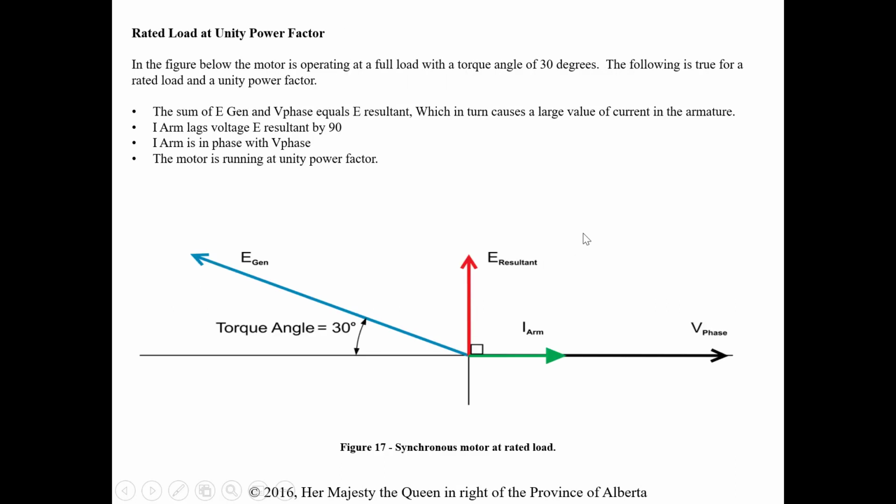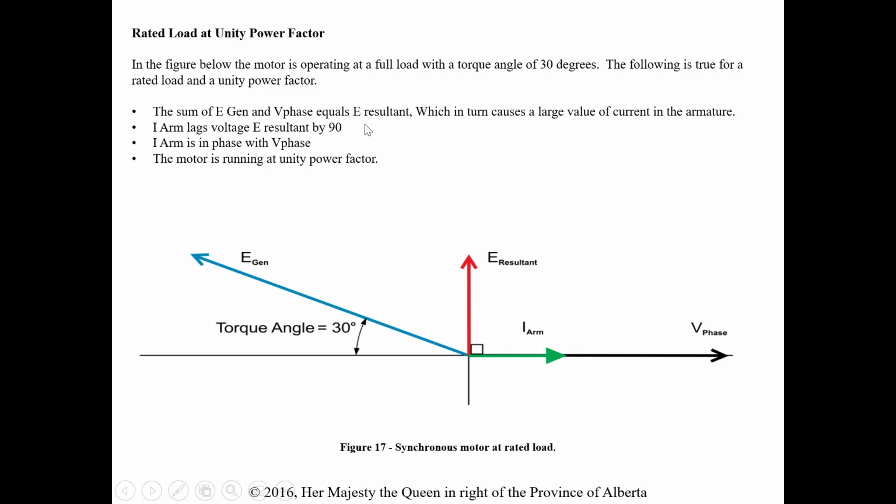This next scenario, rated load at unity power factor. These motors are designed to drive a load. That's where they're most efficient, when they're at their full load amps, driving the load that they were designed to drive. So that would be at rated load. Okay, so the following is true for rated load and unity power factor. They've given us a torque angle of 30 degrees, which would be due to an increased load. Last time we were at 10, so now we're increasing the load to its rated.